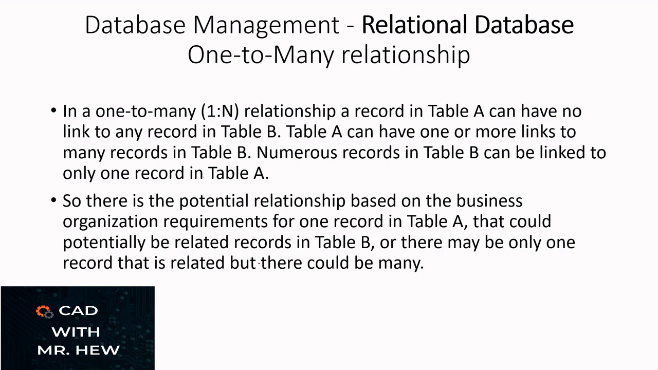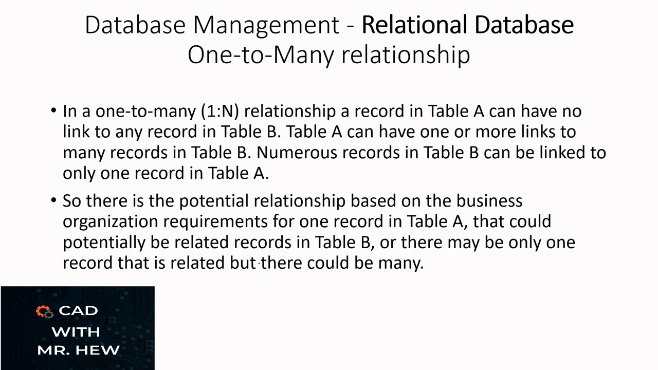a one-to-many relationship. In a one-to-many relationship, which is abbreviated 1:N, a record in table A can have no link to any record in table B. Table A can have one or more links to many records in table B. Numerous records in table B can be linked to only one record in table A.